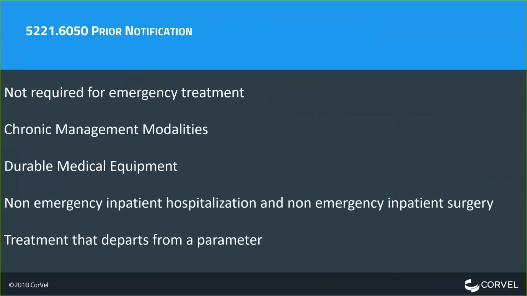It is required for the chronic management modalities. It's required for durable medical equipment. It's required for non-emergency inpatient hospitalization and non-emergency inpatient surgery, and it's also required for treatment that departs from a parameter.